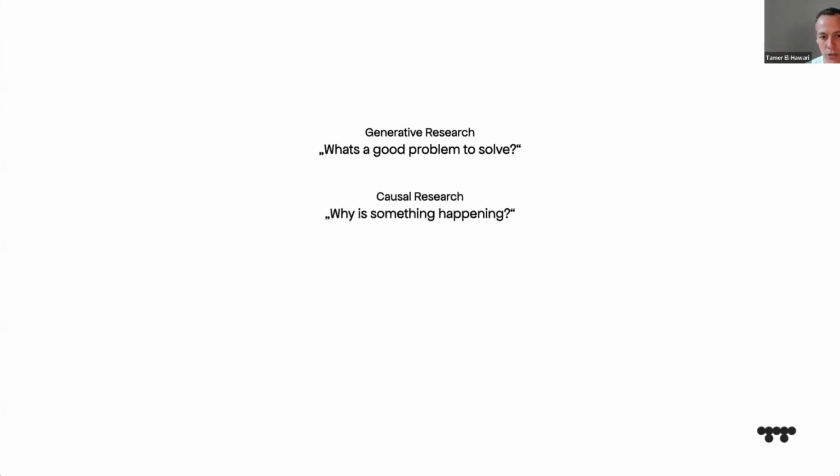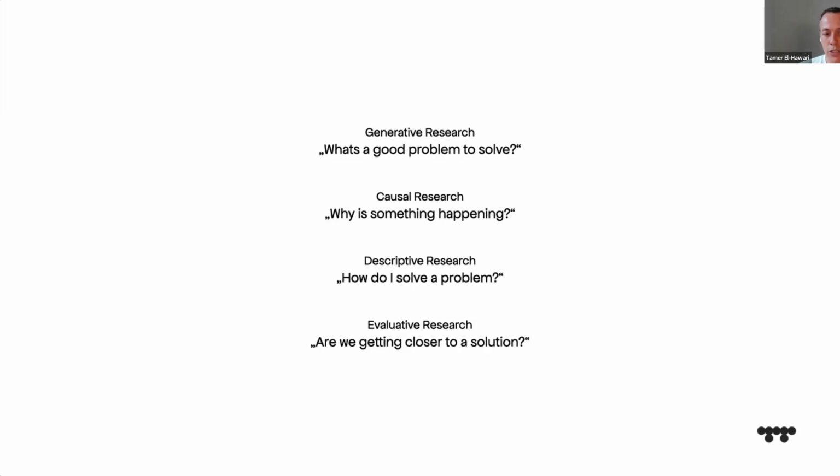There is causal research. Why is something happening? This is the guiding question that you can have in your mind. This might uncover that you need different types of research approaches. Then you have descriptive research, like how do I solve a problem? This is way more down the road. You identified the problem, and now the question is how you want to solve it. And last but not least, there is evaluative research, where you ask, are we getting closer to a solution? It is more about testing what you already have in mind, something very close, and understanding if it really works for what you initially wanted to solve.